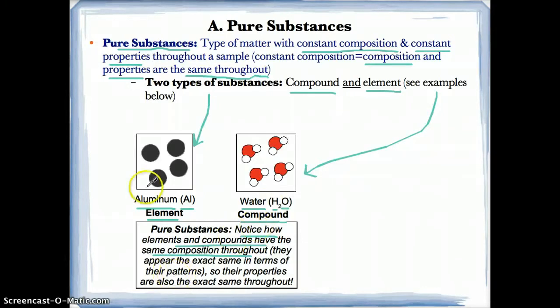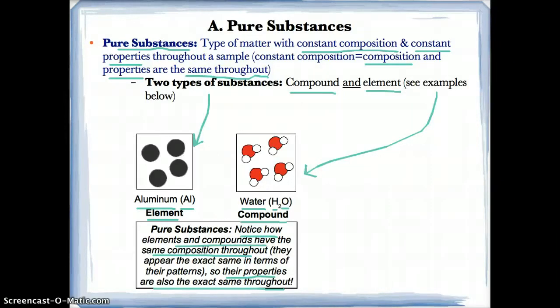So basically, both of these have the same composition throughout because they appear the exact same, and therefore, that means that they have the same properties throughout. The composition is what leads to the properties. Since aluminum looks the same throughout, since you have four gray circles here, that means that all samples of aluminum will have a silvery gray color. On the other hand, since all of the molecules in water look the same throughout, one red sphere with two white spheres attached to it, it all has the same composition throughout, meaning water will generally be tasteless and will be clear, for example.